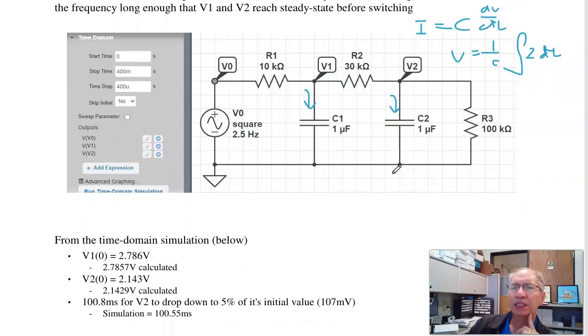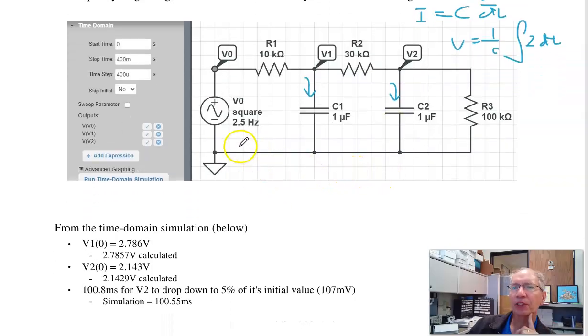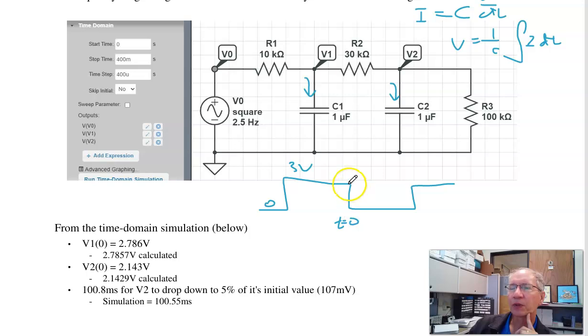To give it the initial condition, I'm going to kind of cheat. I'm going to use a square wave input. So this is a square wave. What I want is to go from 0 volts to 3 volts. And I call this right here t equals 0. I give it some voltage at t equals 0, ideally spin on for infinite time, turn off, let the voltage decay, then repeat.